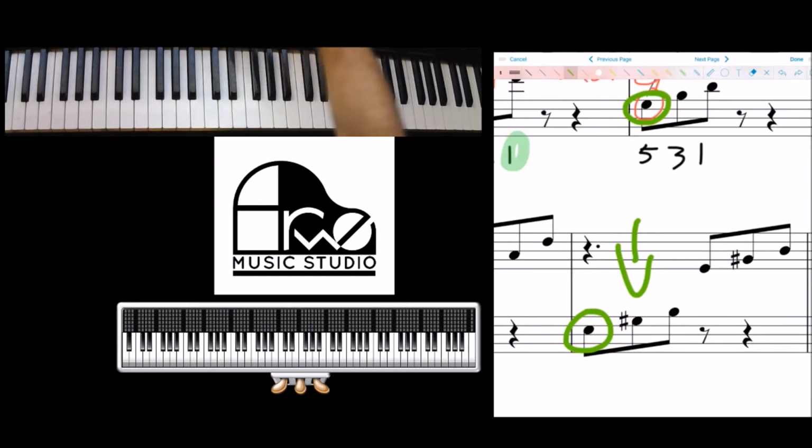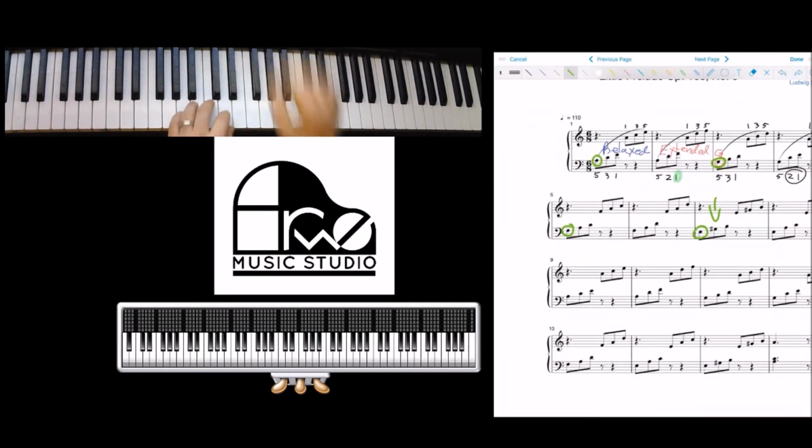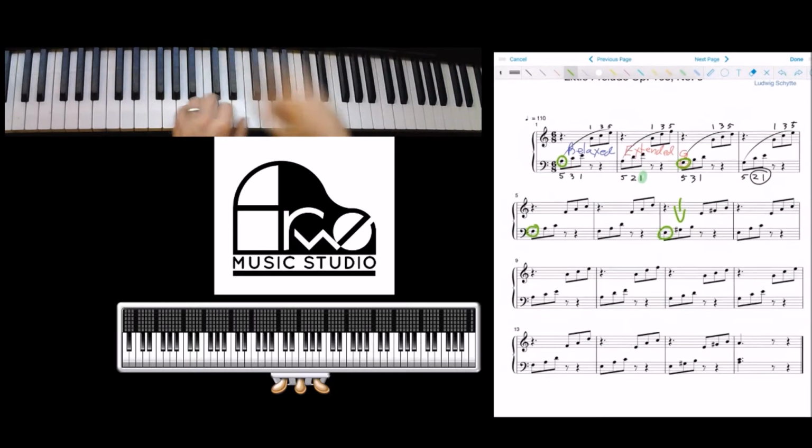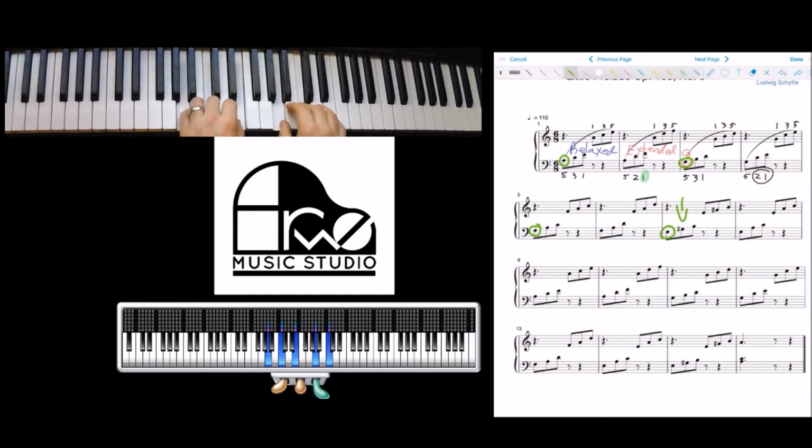Alright, so from the top again, measure 2, measure 3, measure 4, and now we're in F position, or F 5 fingers scale.